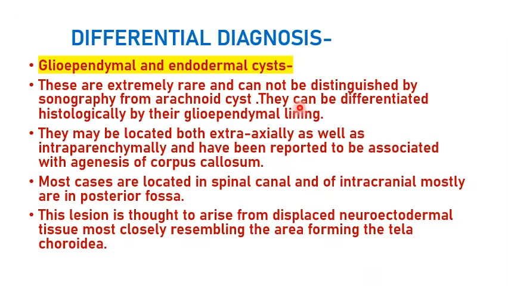Glioependymal and endodermal cysts are extremely rare and cannot be distinguished from arachnoid cysts by sonography. They can be differentiated histologically by their glioependymal lining. They may be located both extraaxially as well as intraparenchymally and have been reported to be associated with agenesis of the corpus callosum. Most cases are located in the spinal column, and of intracranial ones, most are in the posterior fossa. This lesion is thought to arise from displaced neuroectodermal tissue, most closely resembling the area forming the tela choroidea.